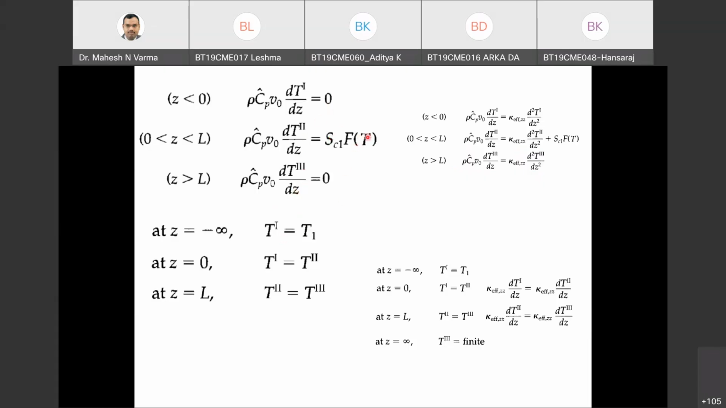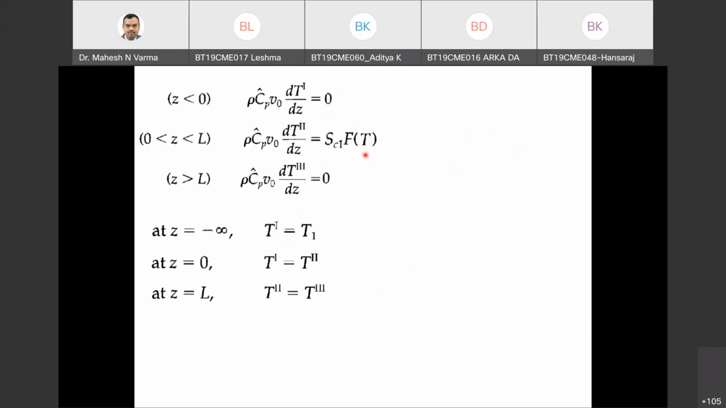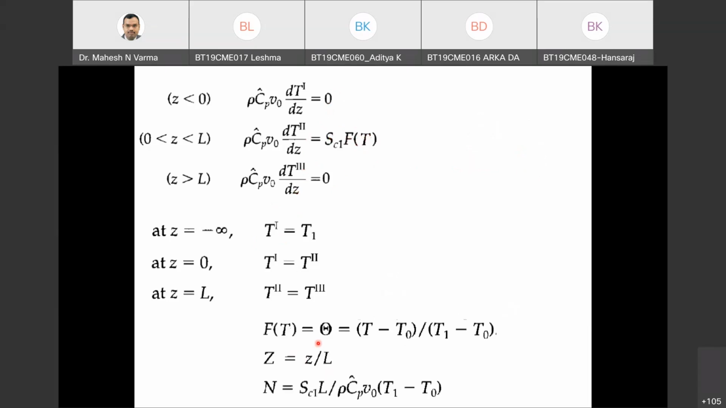So now you can substitute this f of t. What is f of t? f of t is given, f of t equals theta, that is T minus T0 over T1 minus T0. This is given, and you can add this dimensionless z. Dimensionless z equals z divided by L, where L is the length of the reactor, and N will be the group with L, rho Cp V0 and T minus T0.